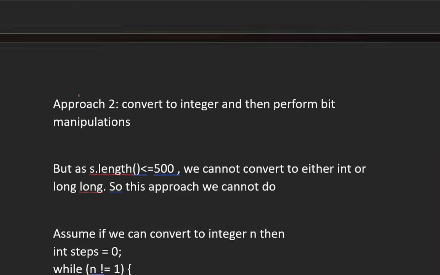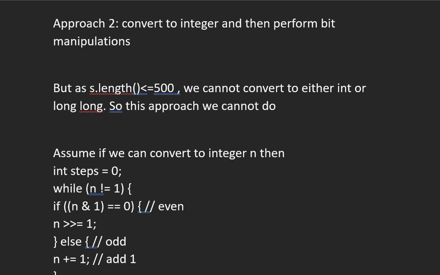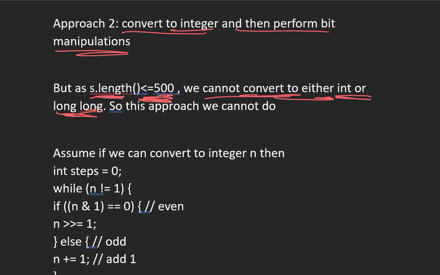So let's see the second approach. The second approach is converting the string to an integer and then performing bit manipulations on the integer, because that will be easier. But the string length here is up to 500, so we cannot convert it either to integer or long. So this approach we can't do, right?